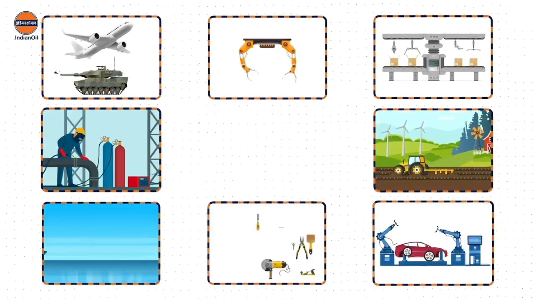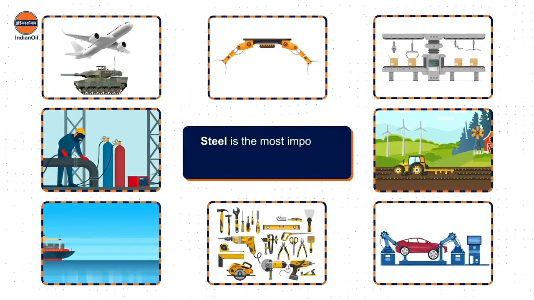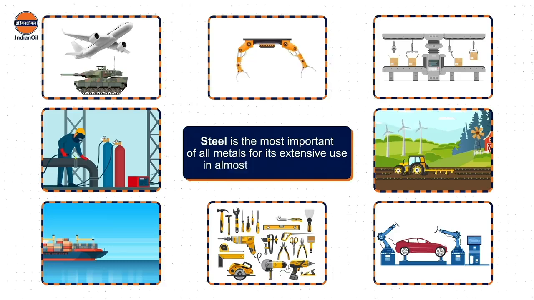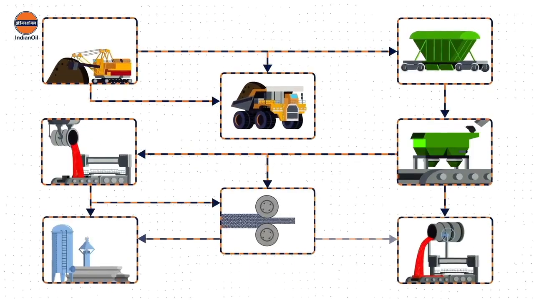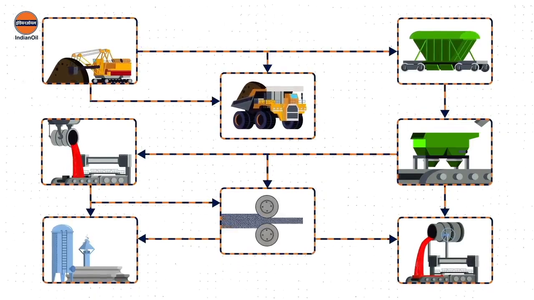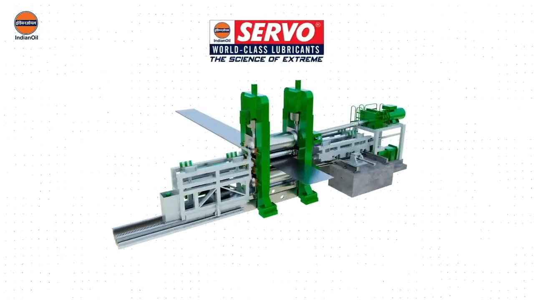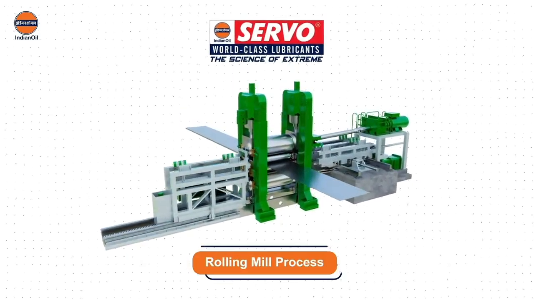It is an undeniable fact that steel is the most important of all metals for its extensive use in almost all the industries. The rolling mill process is an essential technique used in the manufacturing of steel. Let us learn about the rolling mill process in this video.